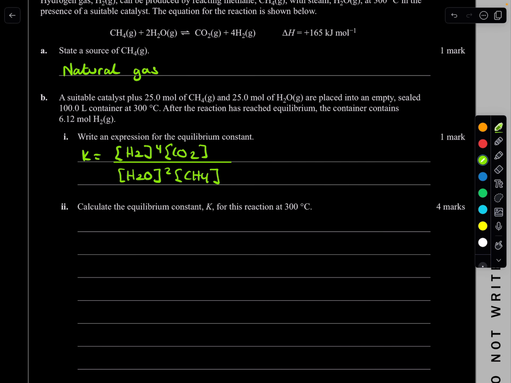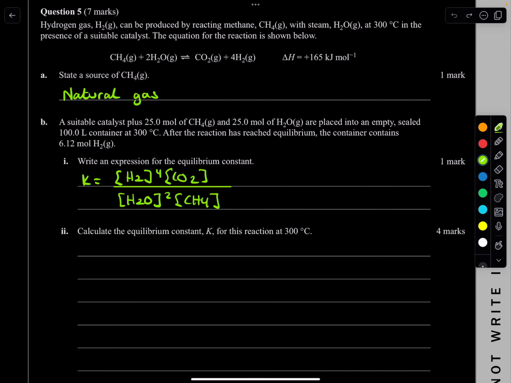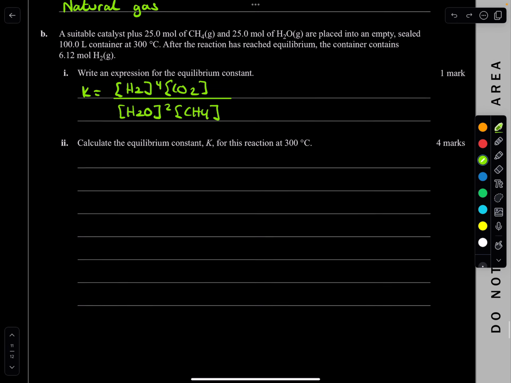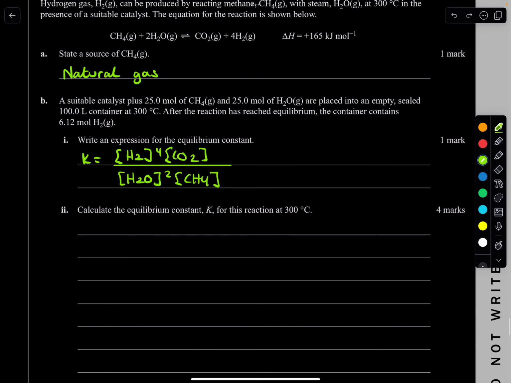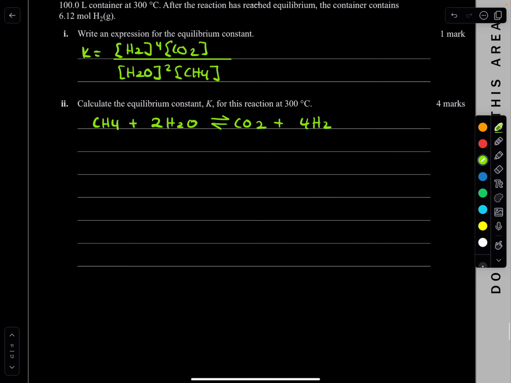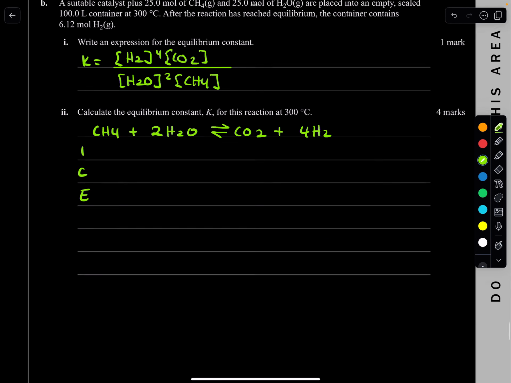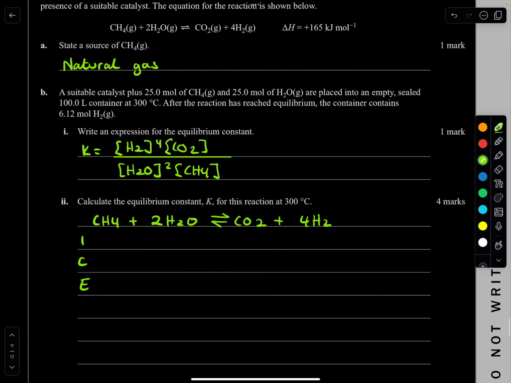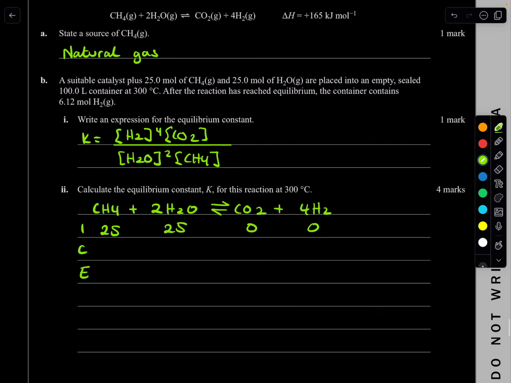Calculate the equilibrium constant K for this reaction. We need to use the ICE table because remember, these values are the moles initially placed. They are not at equilibrium. So let's write the reaction: CH4 plus 2 H2O gives CO2 plus 4H2. Beautiful. So we're going to write the ICE table. What is our initial number of moles? For CH4, they told us it was 25. For H2O, we also had 25. And of course there would have been no H2 and CO2 initially.